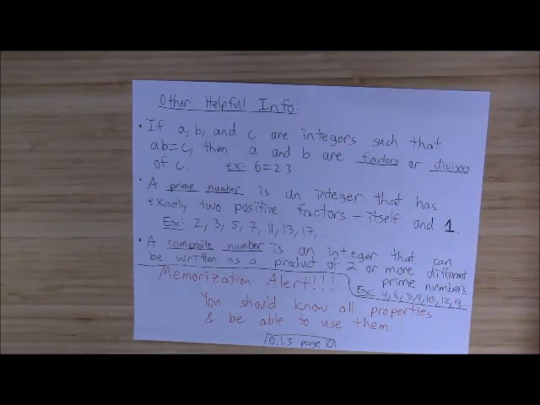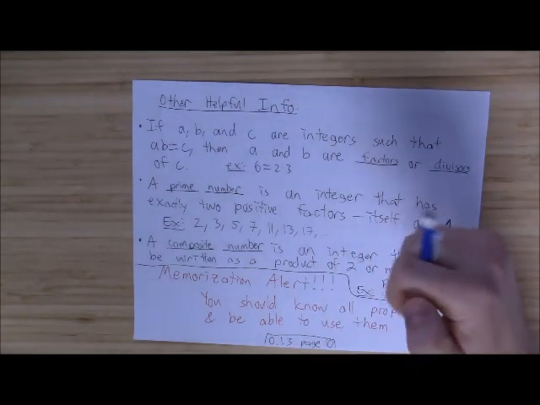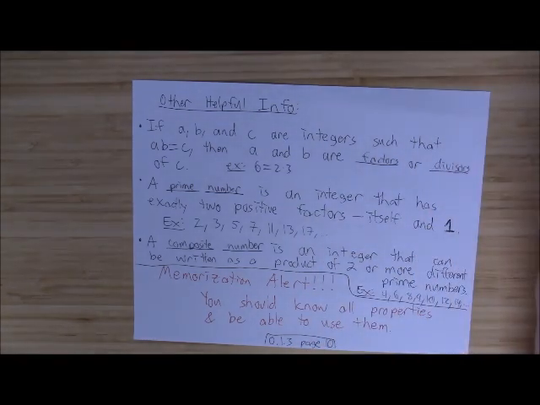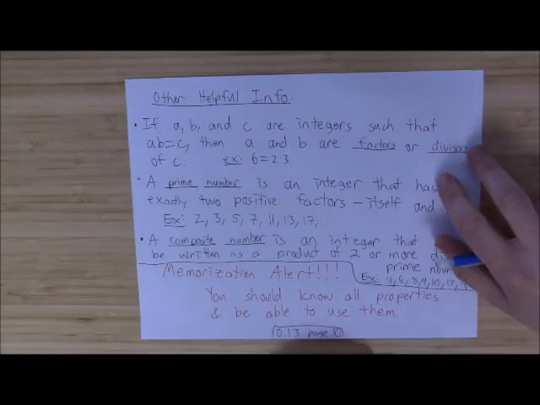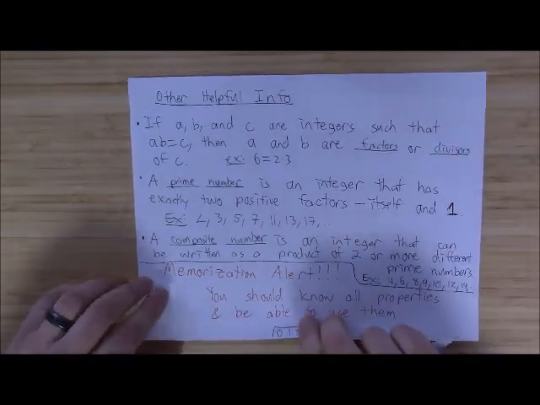So you really need an integer greater than 1 to classify it as prime or composite. As far as a memorization alert goes, you need to know all the properties I talked about before and be very comfortable with using them. Otherwise, algebra is going to become very difficult for you.